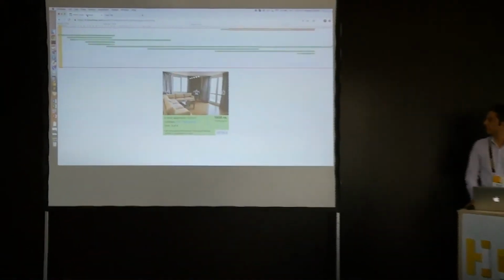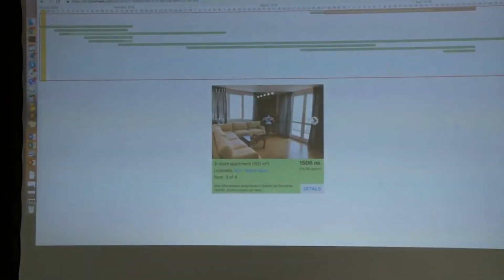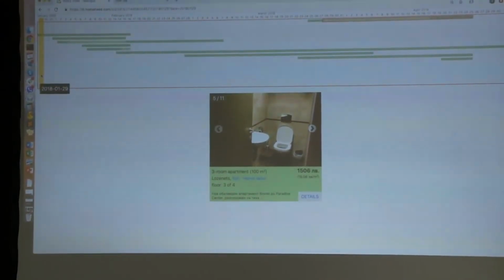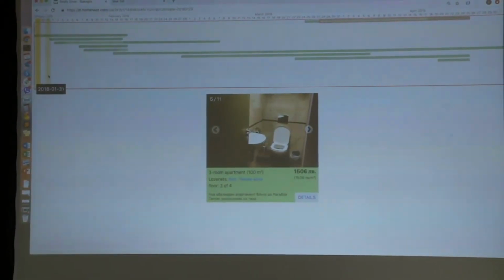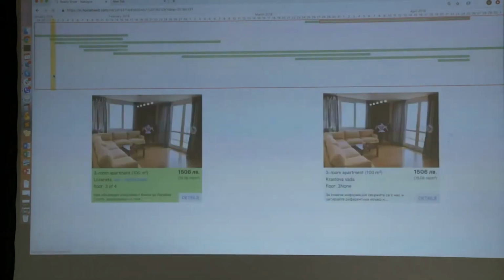This is an apartment listing. Pretty simple apartment listing in the center of Sofia in Vazrazhdane. It works fine. It was posted on 29th of January. Okay, fine. Let's see the history of this listing. What happens on the next day, on 31st of January, on 1st of February? Oh, something interesting happens. Another listing of the same apartment pops up. So we have this one with the original listing, and we have another listing from somewhere else.